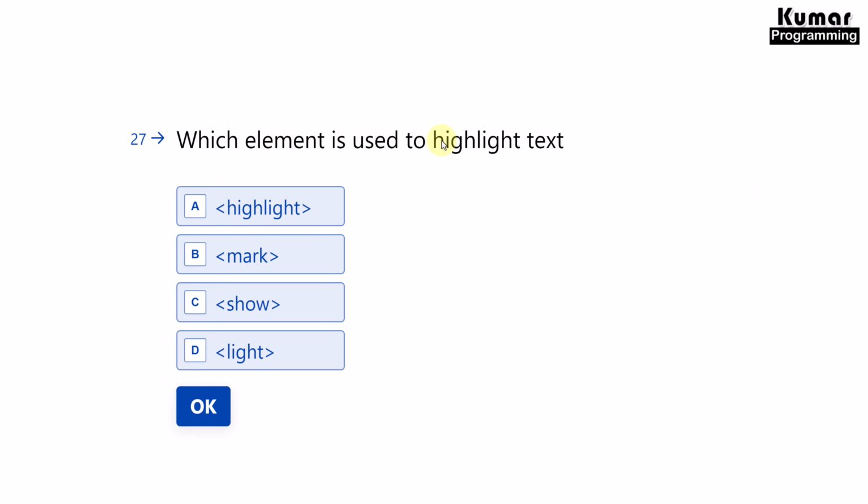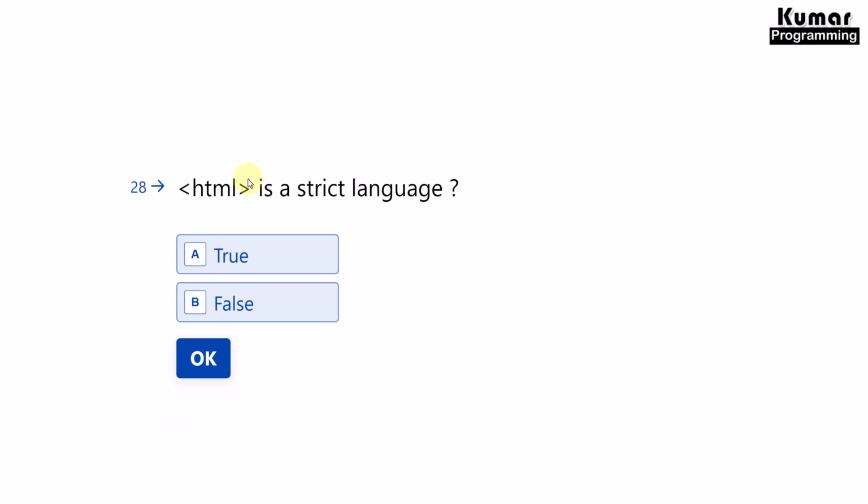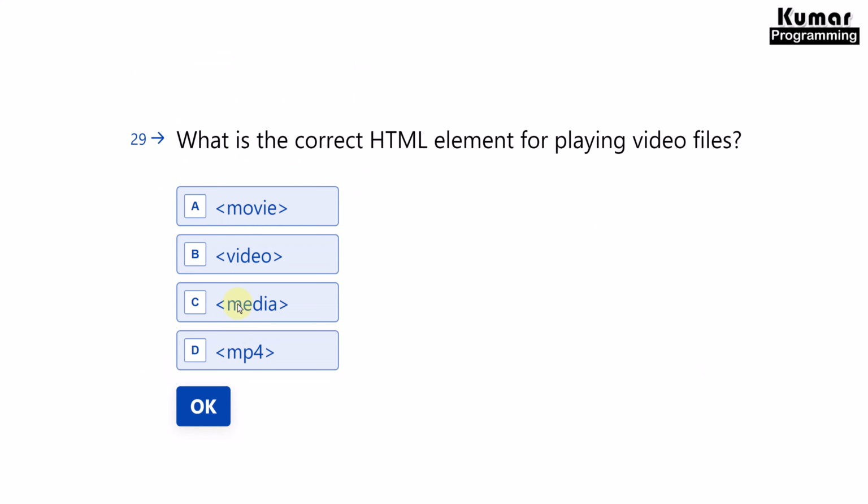Which element is used to highlight text, right? So which one is mark, right? Mark is used to highlight a text. HTML is a strict language. Is this true or false? No, it's false, right? Because XHTML is strict, right? What is the correct HTML for playing video files? So the video file element is video, right?